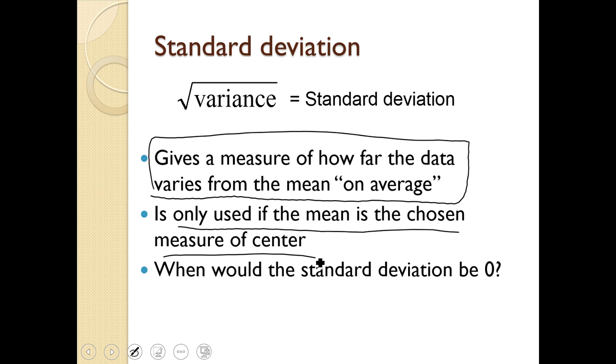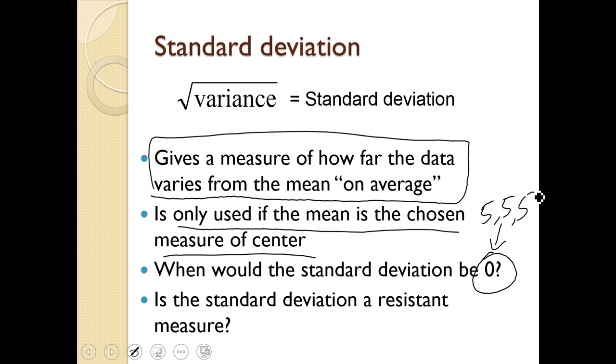Something to think about: when would the standard deviation be 0? When would the average distance from the mean be 0? Really, what you're looking at is if your data set was all the same numbers. The mean there would be 5 and everything 0 away from 5. One other question to consider: is it a resistant measure? What we know right now is that the mean, x bar, is not resistant, and since we're using x bar to calculate the standard deviation, it's definitely not a resistant measure.